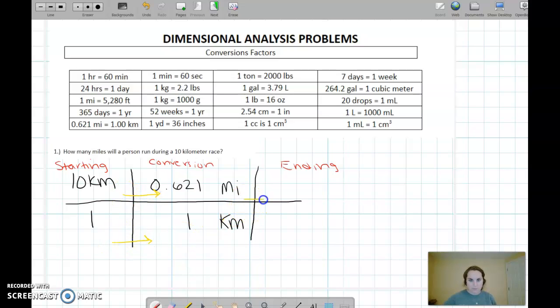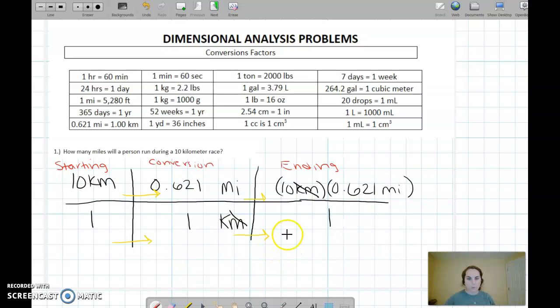I'm just doing it out right across. And I get 10 kilometers. Just kidding, because we canceled them out. So I get 10 times 0.621 miles. And then at the bottom here, all I get is 1.